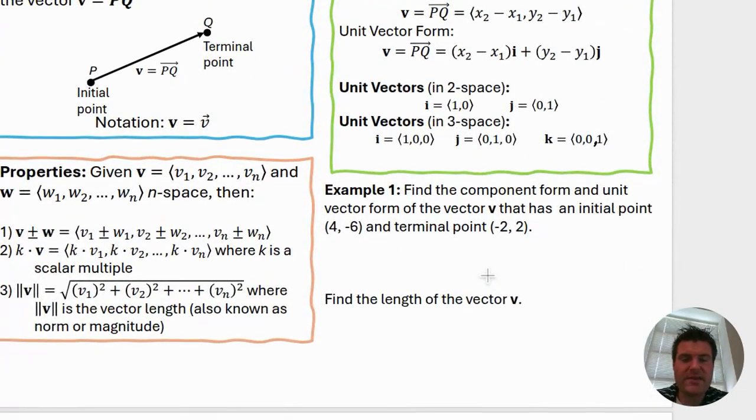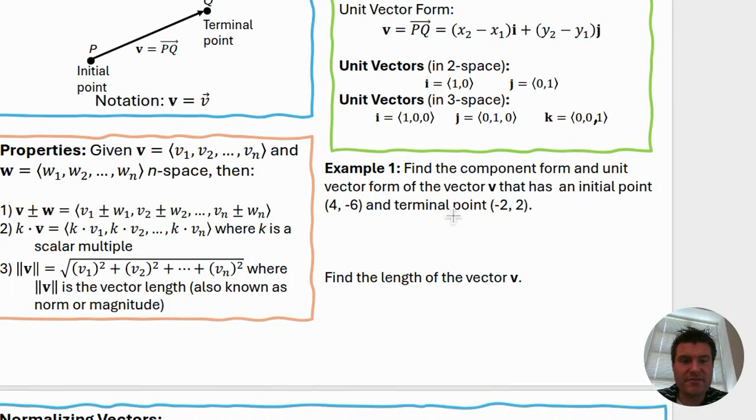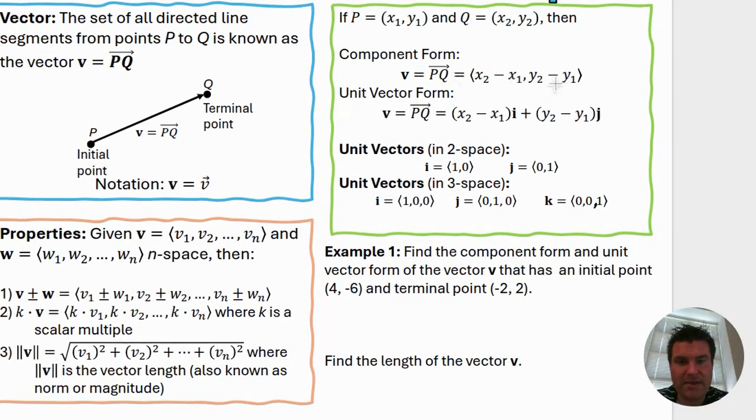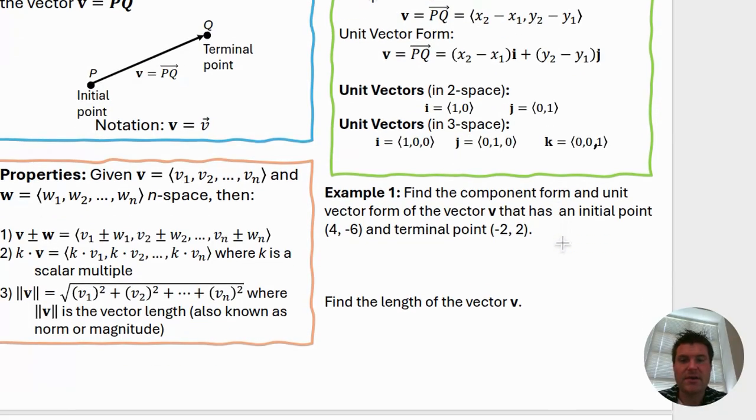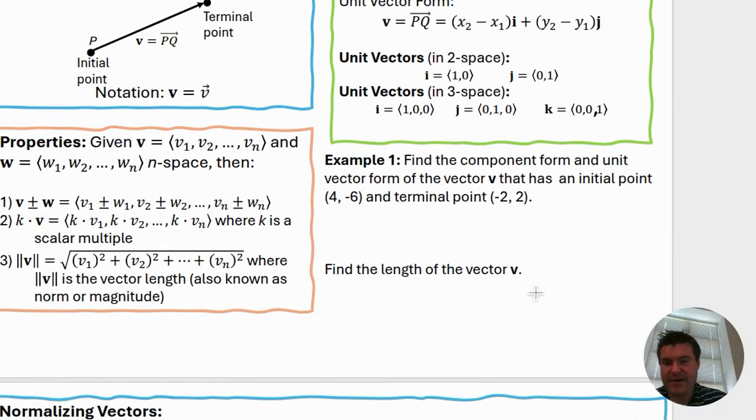Find the component form and the unit vector form for the vector v that has an initial point of (4, -6) and the terminal point (-2, 2). So I'm going to give 2 answers. I'm going to give one answer that looks like up here in this green box and right below that part. So it's always final minus initial whenever I do this. And direction does matter for vectors, so make sure you do this in the correct order.